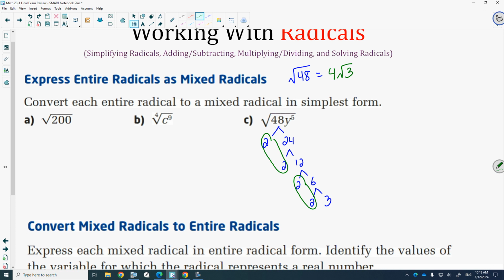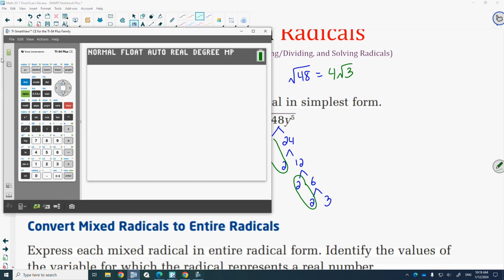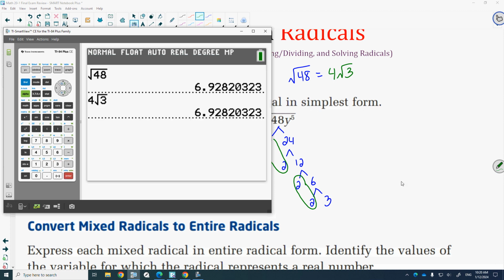And remember that this can be confirmed on your calculator. So from 10C we did this. You could type in the entire radical, square root of 48. This is equivalent to a mixed radical in simplest form, which would be 4 root 3. So just make sure those decimals match up.